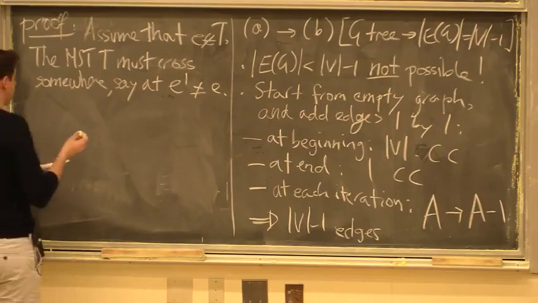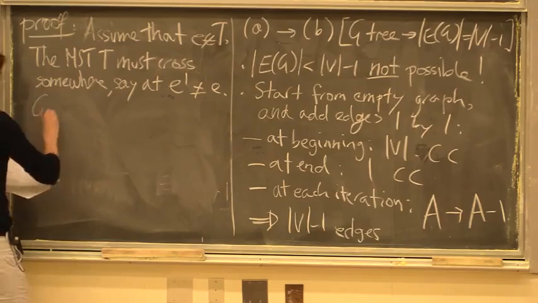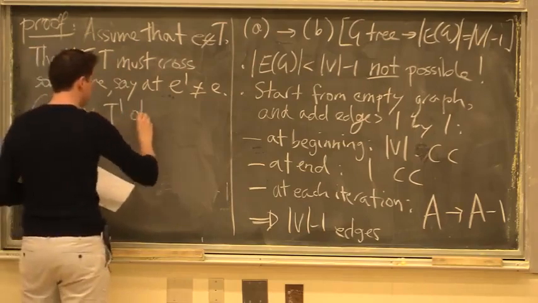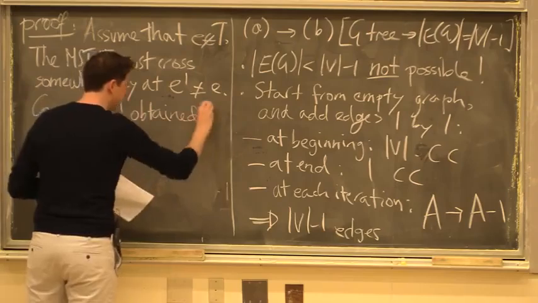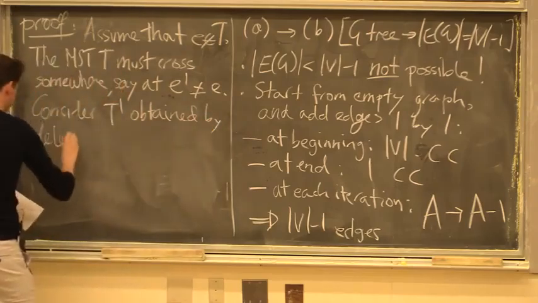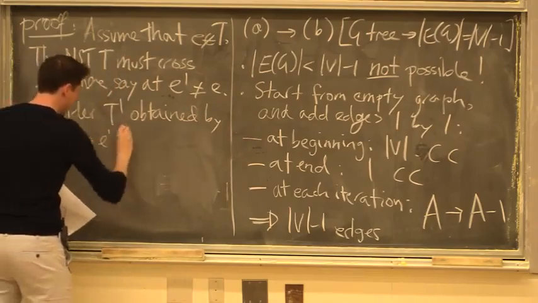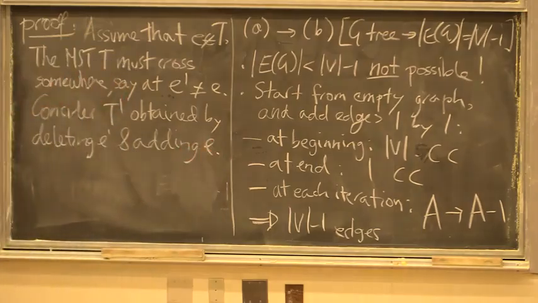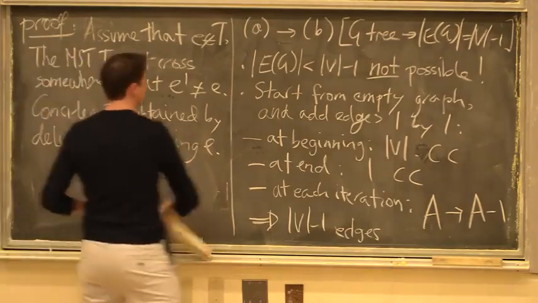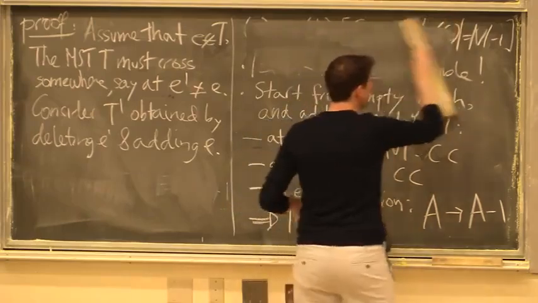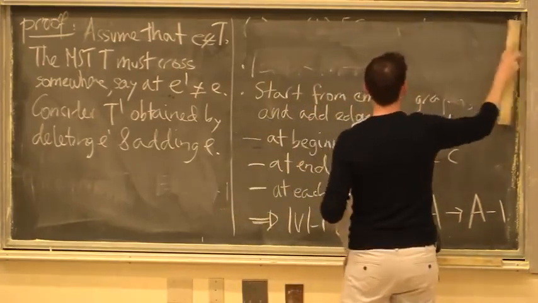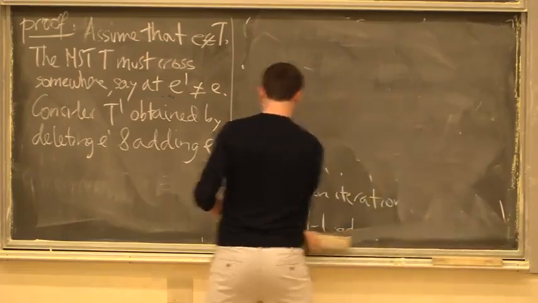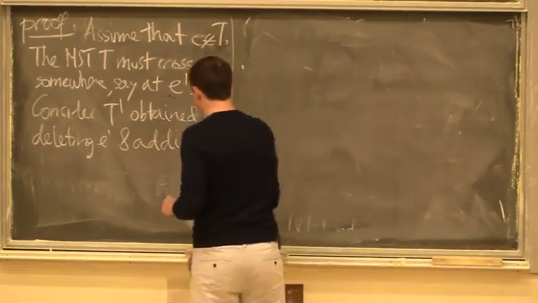Now we're going to want to make progress. We're going to construct T prime, obtained, again, by deleting E prime and adding E. Okay? And the reasoning is the same. So let's make sure we're comfortable with it. Do it one more time. This cut property is going to show up many times in homeworks and probably exams, so make sure you understand it.